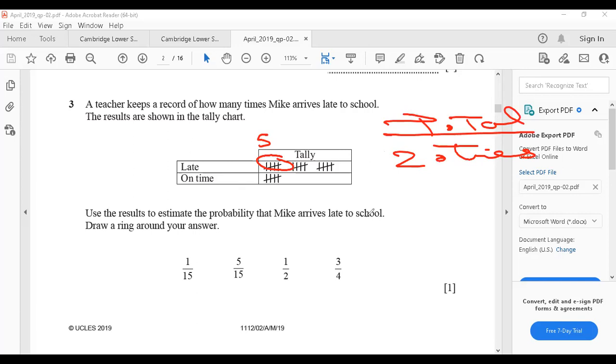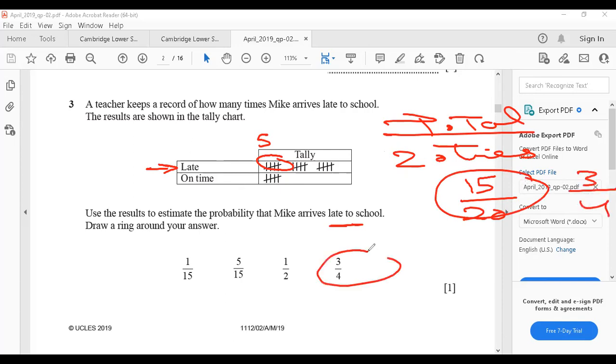How many he arrived late, so I mean this part. How many he arrived late? It's mean 15. 15 out of what? Out of 20, right? As long as this number I can simplify it, so I can divide it up and down by 5, so it will be 3 over 4. So the answer is 3 over 4. Do you understand? Yes.